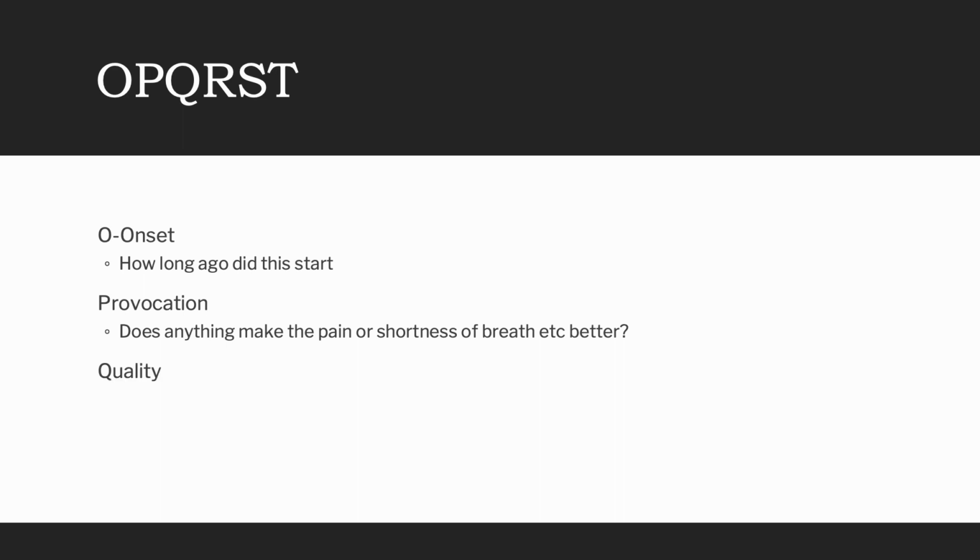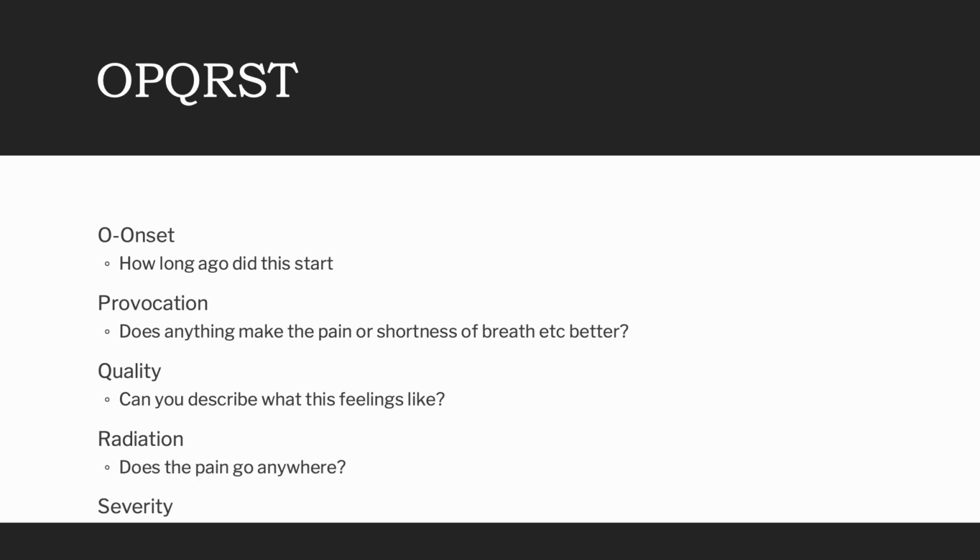That's going to be followed by quality. So can you describe what you're feeling? R is radiation. So does the pain go anywhere? Does it stay in the center of your chest? S is severity. So this is going to be on a scale of 1 to 10, with 1 being nothing and 10 being the worst you ever felt. What is your pain at right now? And T is timing. So is your pain constant or does it come and go?